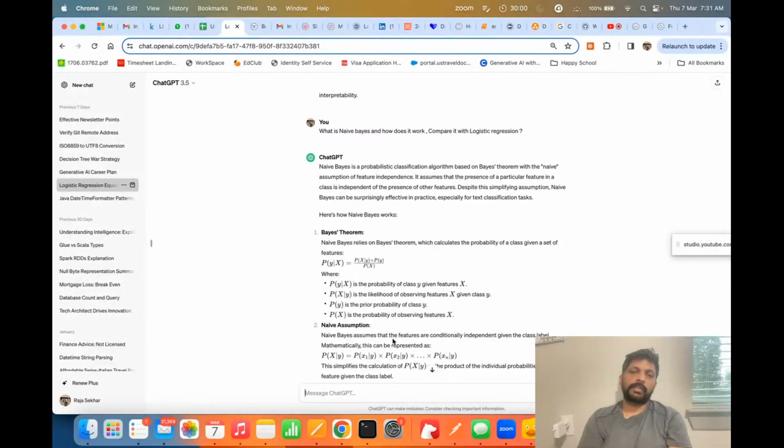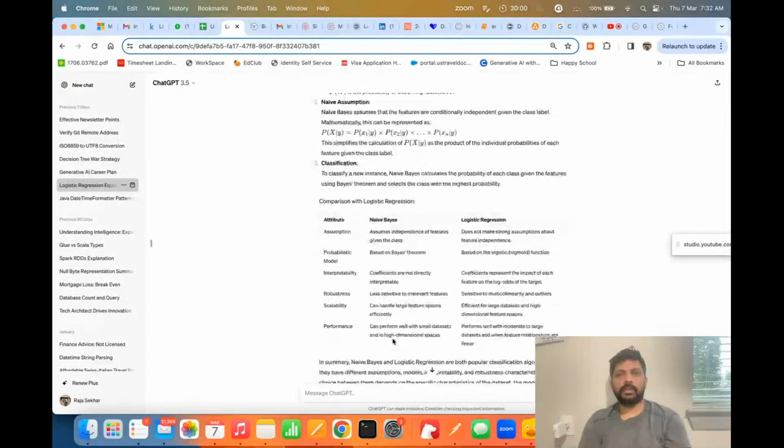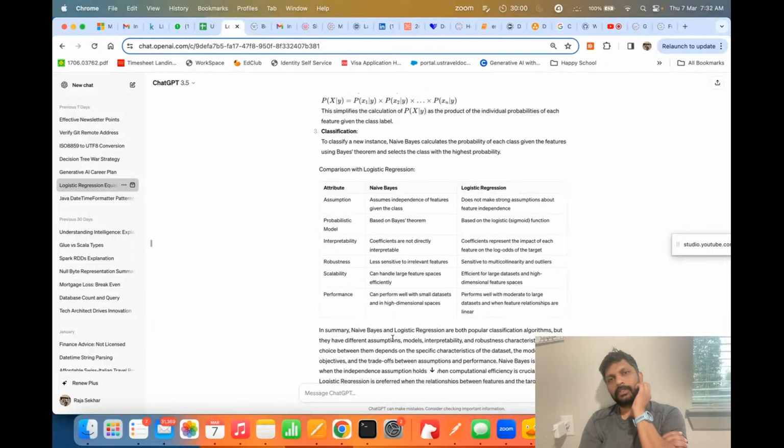The naive assumption is that naive Bayes assumes the features are conditionally independent given the class label. Mathematically, this can be written as p of x given y is equal to p of x1 given y into p of x2 given y and so on, up to p of xn given y. The calculation of p of x given y uses the individual probabilities of each feature. To classify any instance, we calculate the probabilities of each class.